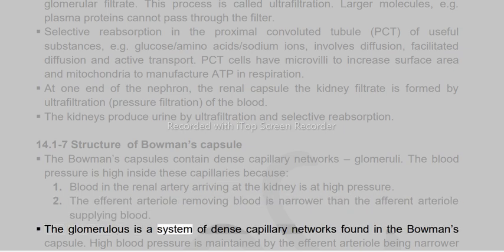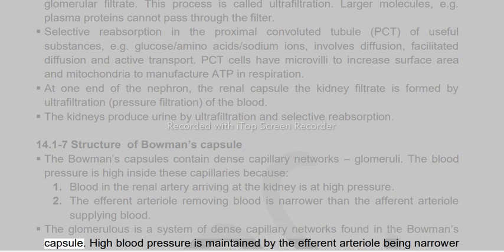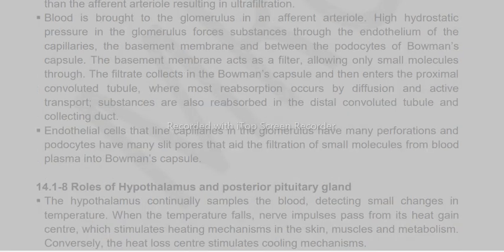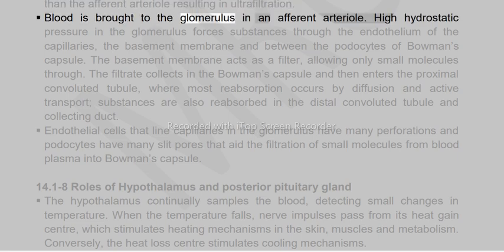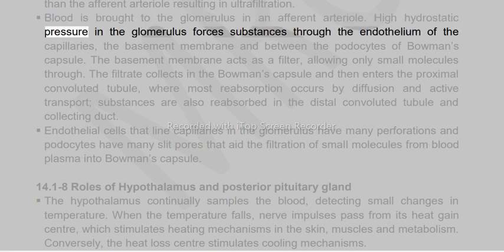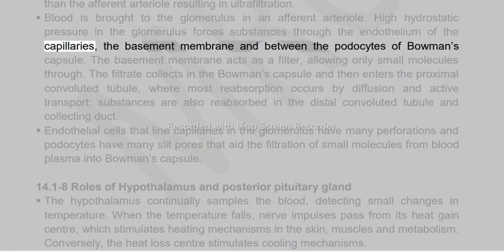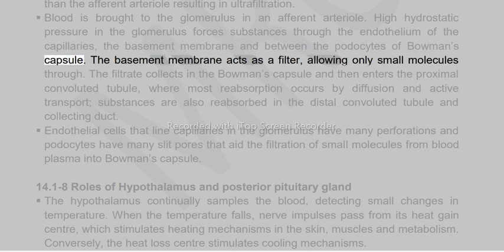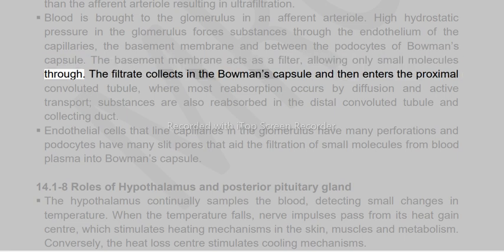The glomerulus is a system of dense capillary networks found in the Bowman's capsule. High blood pressure is maintained by the efferent arteriole being narrower than the afferent arteriole, resulting in ultrafiltration. Blood is brought to the glomerulus in an afferent arteriole. High hydrostatic pressure in the glomerulus forces substances through the endothelium of the capillaries, the basement membrane and between the podocytes of Bowman's capsule. The basement membrane acts as a filter, allowing only small molecules through.